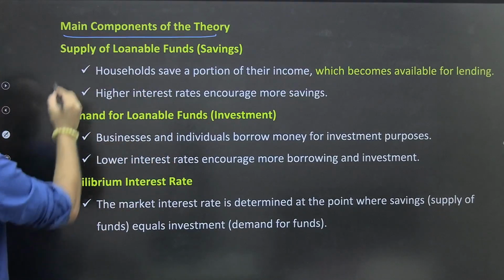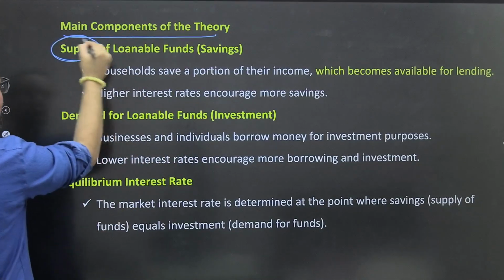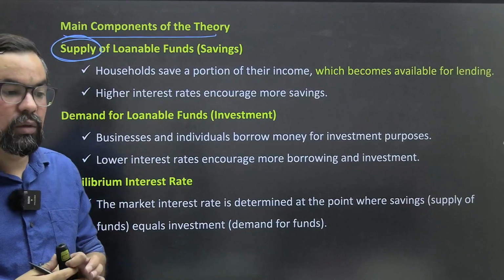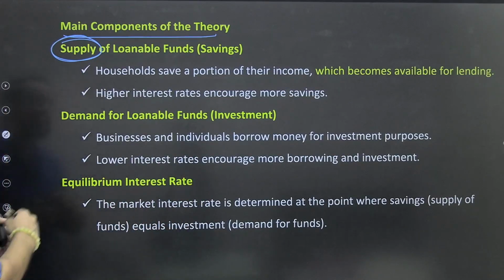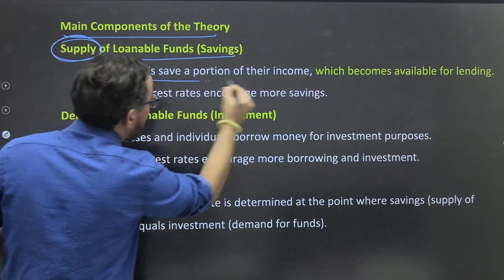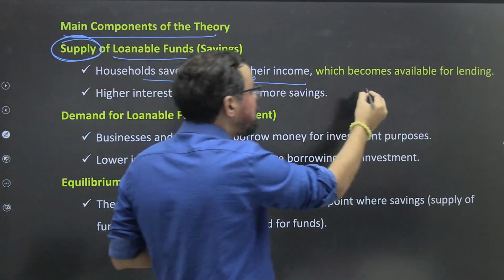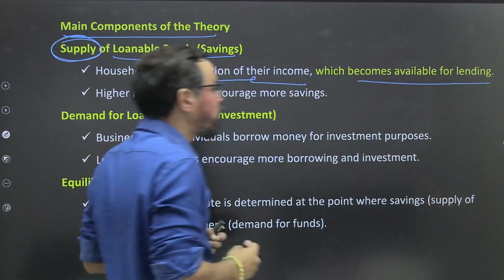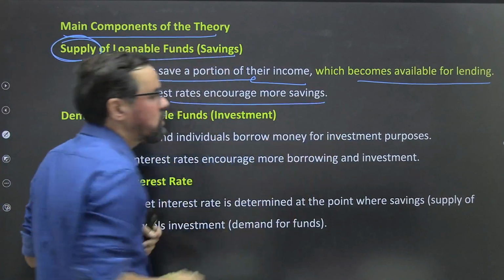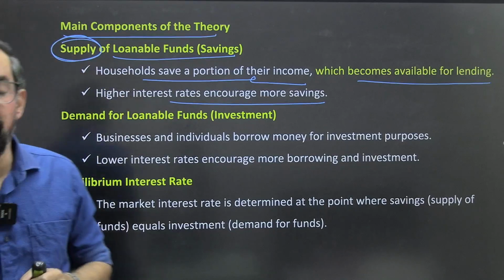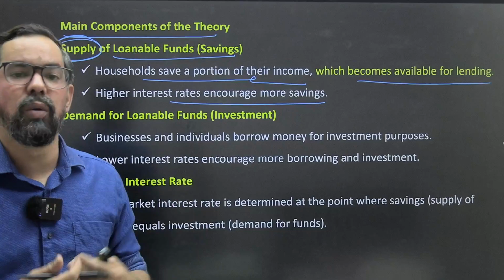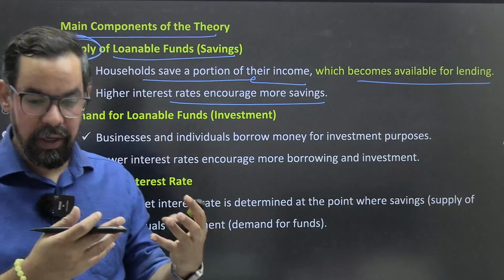Now the components of this theory. The supply side is generally built by savings, basically with deposits. So the supply of loanable funds means savings. Households have a portion of their income which becomes available for lending. So a higher interest rate encourages more saving. People will get higher interest on FDs, saving accounts or other investment opportunities, and they will save more money, right?